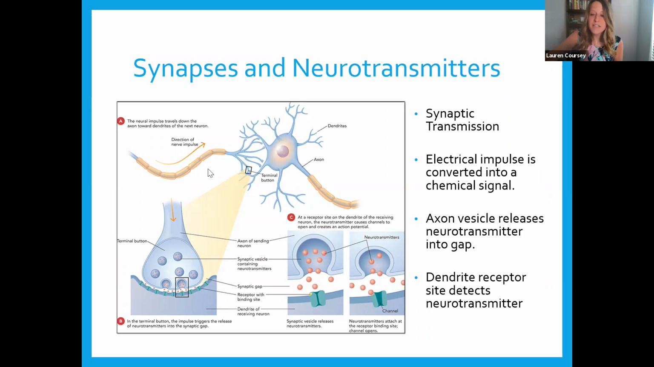These types of changes make the postsynaptic neuron more sensitive to the messages of the presynaptic neuron. These structural changes are called long-term potentiation. More receptor sites and synapses equals more potential for the neurotransmitter to bind to that postsynaptic neuron.